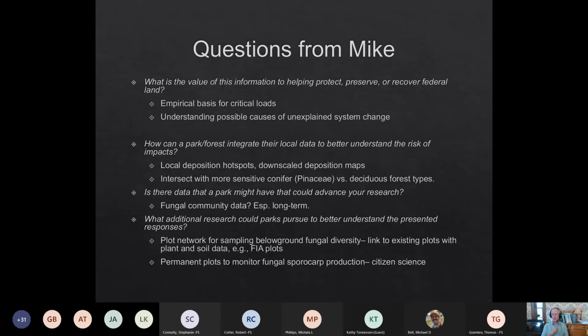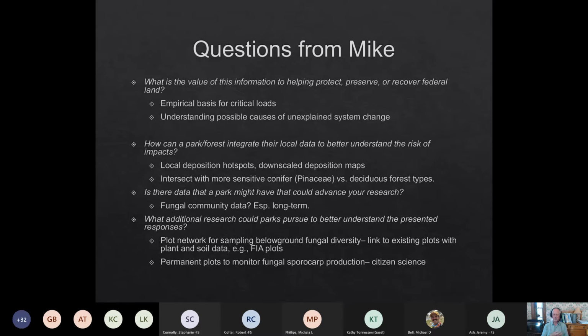Is there data that a park might have that could advance the research? Any fungal community data of any sort would be wonderful if you have it, especially if you have long-term data. Some people might have set up long-term mushroom production plots, for example. Anything a little more systematic, the better. But even non-systematic data could be used in some ways. I know there are a lot of groups doing citizen science work where people will go out and take photographs of mushrooms and record their locations. Those data could be mined to glean fungal community compositions on a landscape because they have geolocations in many cases.